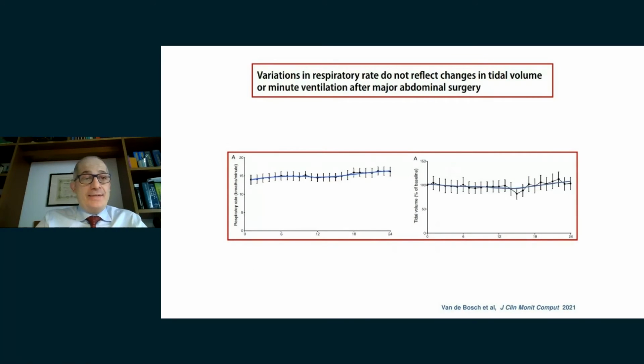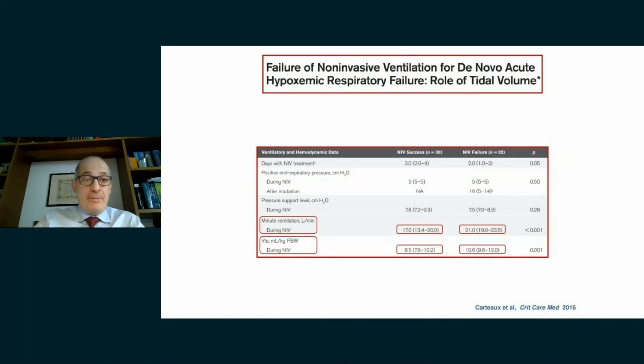And this was an example of a patient after general surgery, in which for 24 hours respiratory rate and tidal volume were recorded. Respiratory rate significantly increased from the end of the surgery and after 24 hours without any change in tidal volume. So unfortunately, if we want to have an idea regarding the minute ventilation, we have to combine the two, respiratory rate and tidal volume. And why is it important to have an idea regarding minute ventilation?